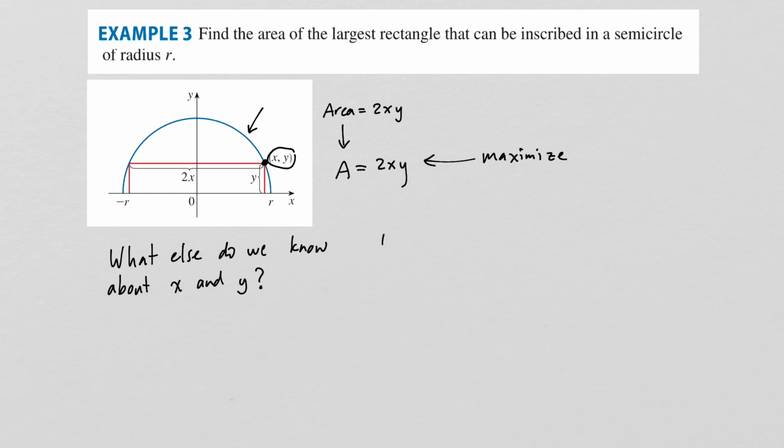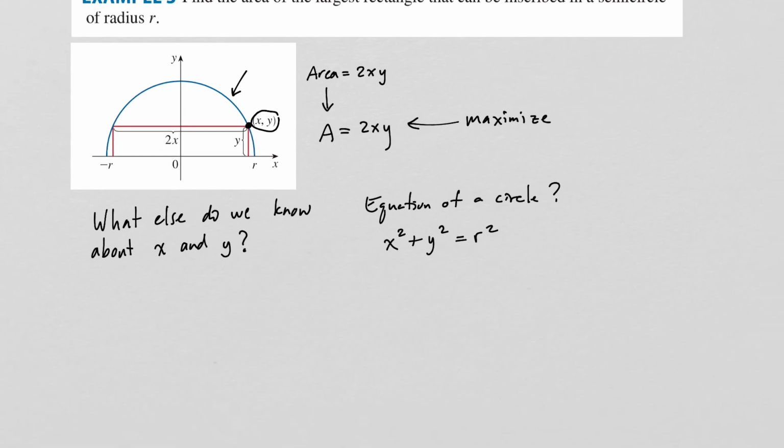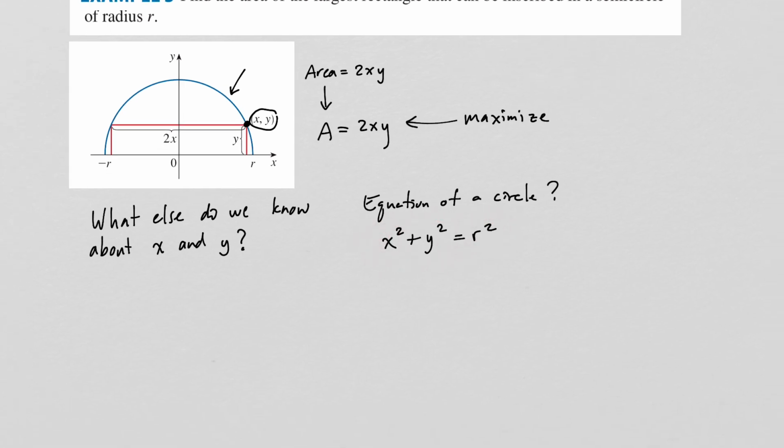So we need to remember, what is the equation of a circle? Well, we should know in this case that it's x squared plus y squared is equal to r squared, because the center of our circle is at the origin and the radius of our circle is r. So this gives us a natural relationship between x and y.